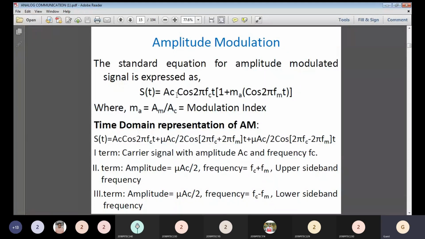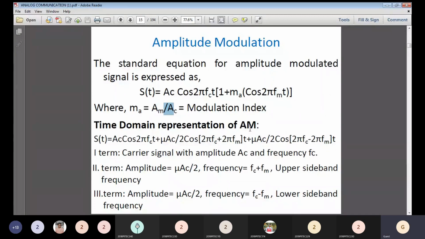AC cos 2 pi fct into 1 plus MA cos 2 pi fmt. You already studied this in the 4th semester of your syllabus. Here, this term is important: the modulation index MA. The modulation index value is equal to AM divided by AC, where AM is the amplitude of the message signal and AC is the amplitude of the carrier signal. So the modulation index is an important parameter.